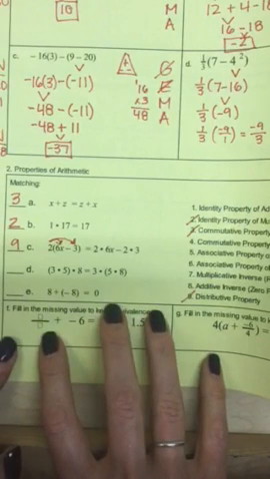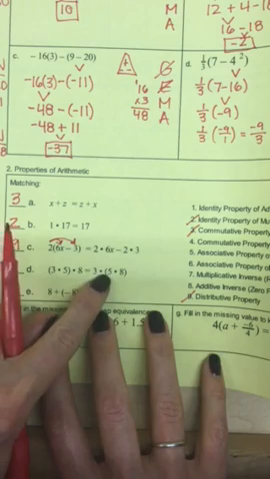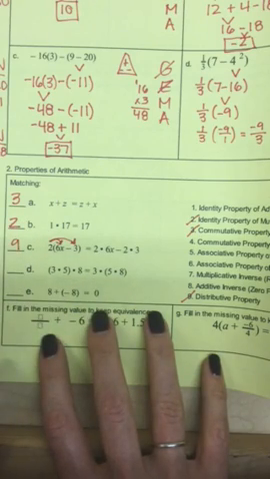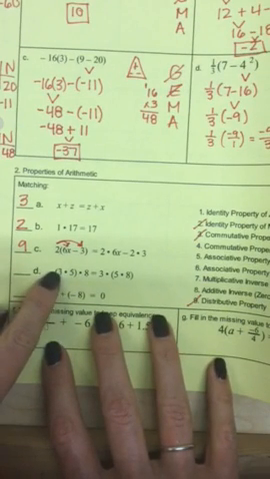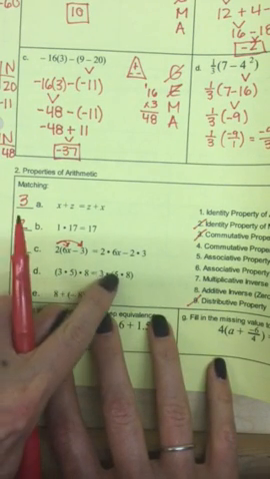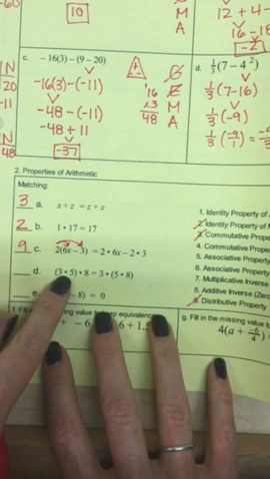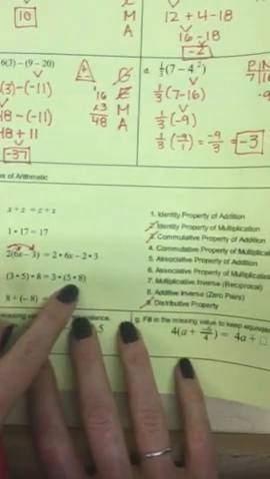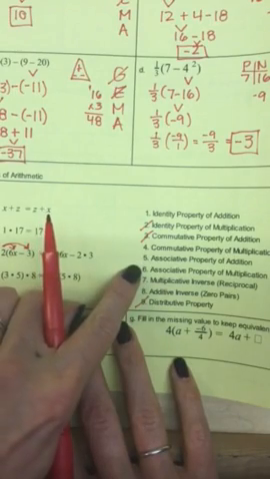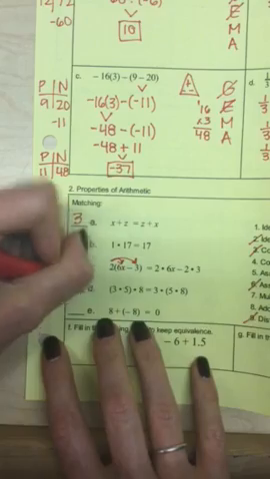Okay, D. We have 3 times 5 times 8 equals 3 times 5 times 8. This is multiplication, so I already know I can ignore all my addition options. Notice that the order doesn't change. I have 3, 5, 8. I have 3, 5, 8. All that changes is how they are grouped together. Here it's the 3 and the 5 that are grouped together. Here it's the 5 and the 8 that are grouped together. When we change groupings, we are using our associative property. So we're going to be using our associative property of multiplication, option 6.